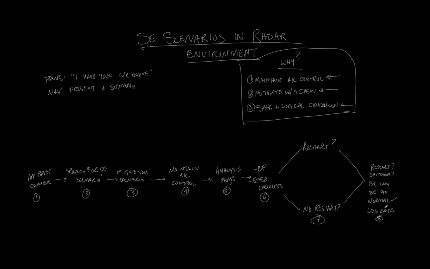The way this would work in the aircraft and encompass all the why portions of what we discussed in the beginning of the video. First, the approach briefing is complete. I'm ready for my scenario. The IP gives me my scenario. I'm going to 1, maintain aircraft control. So that checks off the first portion of the why. Can I handle a single engine scenario?